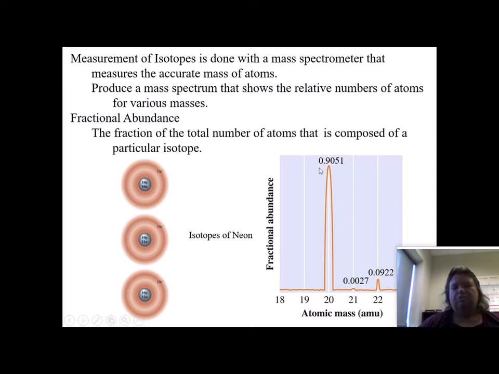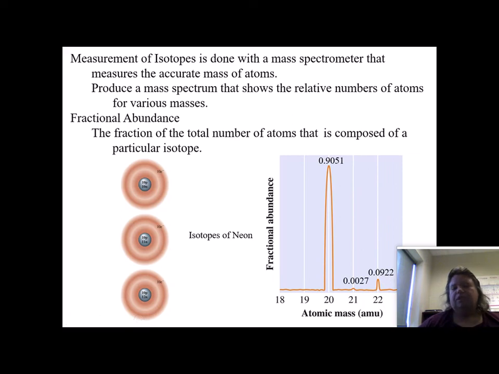Okay, so fractional abundance, which is represented by this 0.9051, is the fraction of the total number of atoms that are composed of a particular isotope. And then I see neon-21 is down here with 0.0027 as a fractional abundance, and neon-22 is 0.0922. Now, sometimes you will see this referred to as a percentage. So if I multiply each one of these by 100, the abundance, not the fractional abundance, would be 90.51% for this one, 0.27% for that one, and 9.22% for that one.